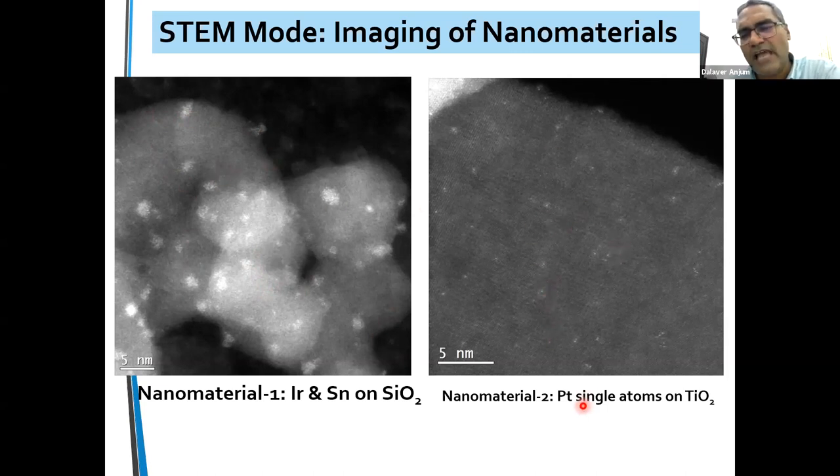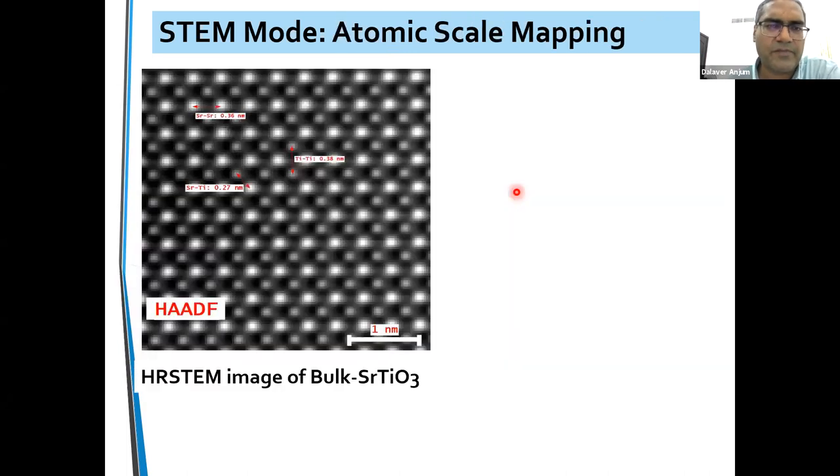And in this case, we have platinum atoms on titanium oxide. Each white dot is basically a single atom. We can see that some are making clusters, nearby each other, and some are lone atoms. They're anchored onto the defects of the titanium oxide surface.